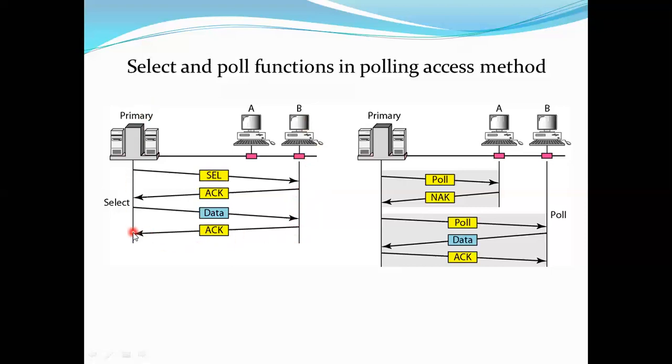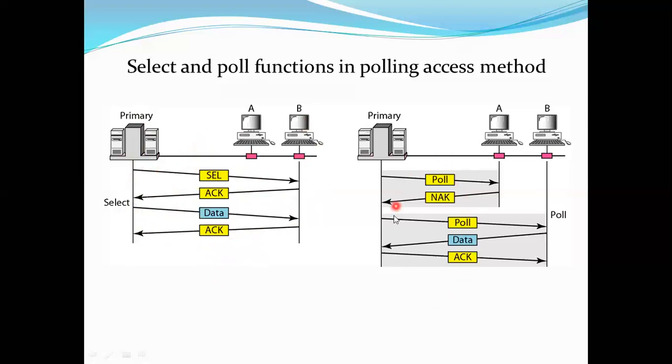Once the primary station receives the acknowledgement from station B, that means the data has reached the destination station successfully. This is what we normally call select. A very important one is the select frame. It generates a select frame whenever the primary wants to send the data.